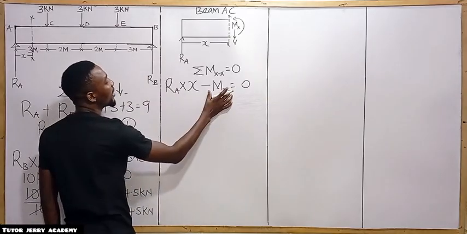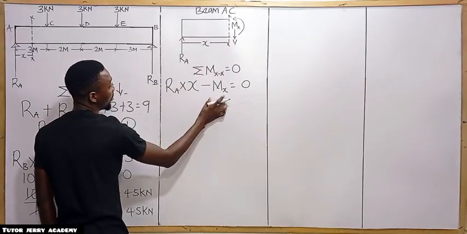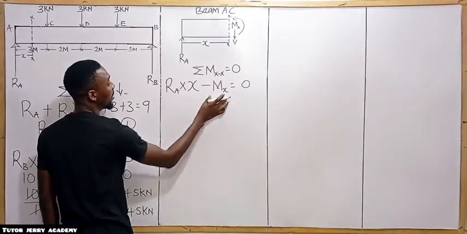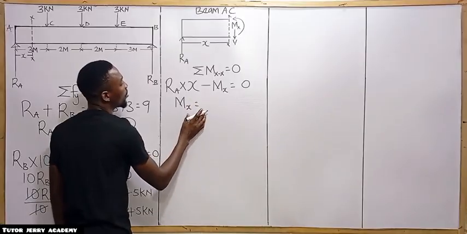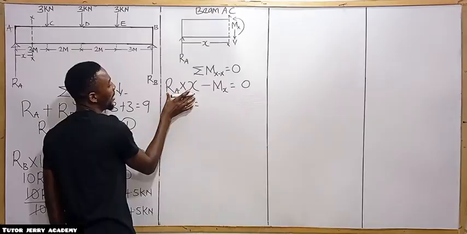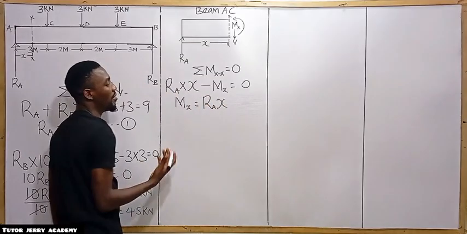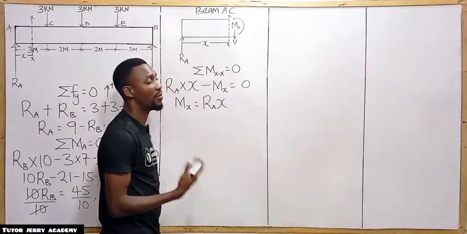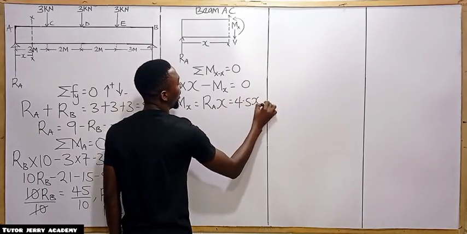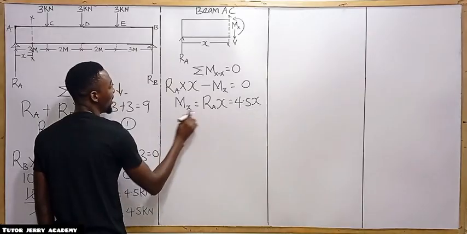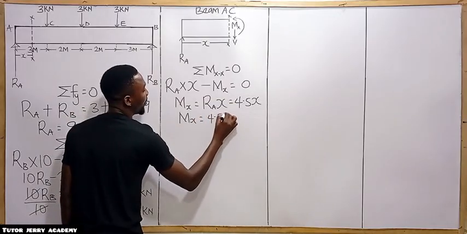0. All right, so we are going to make the moment about the point of the section the subject. If we make it the subject, we are going to have Ms equals, if we move it to this side, RAS. And don't forget, we have gotten our RA. Our RA is 4.5 kilonewton. So here we are going to have this to be 4.5 S. So it shows that our moment here is 4.5 S.